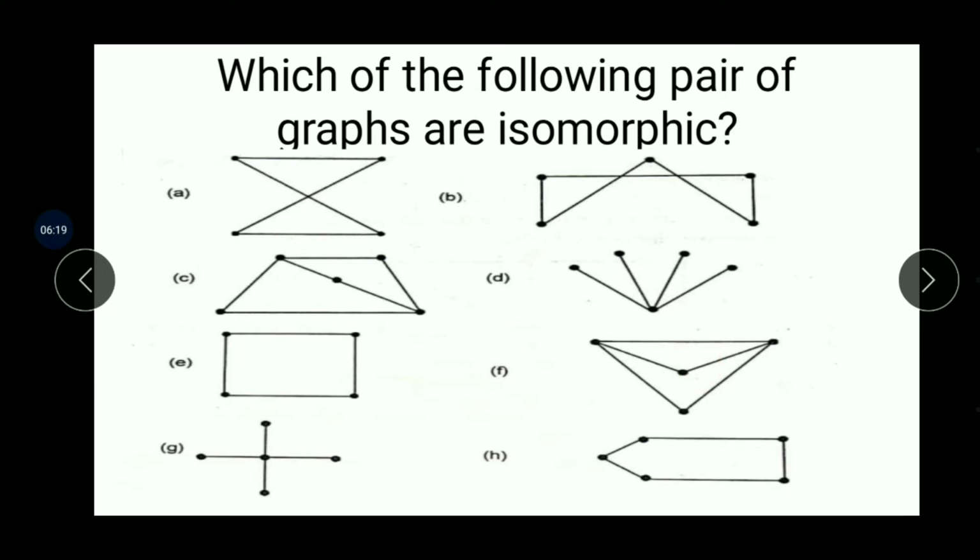So let's see the number of edges. How many edges are here? 1, 2, 3, 4. 4 edges. 1, 2, 3, 4. 4 edges. 1, 2, 3, 4, 5. 5 edges. So F cannot be isomorphic to A.